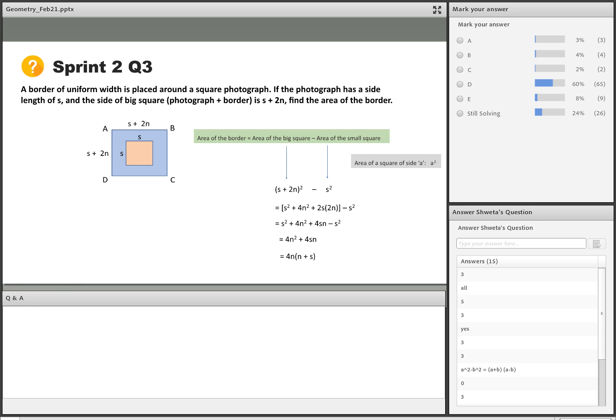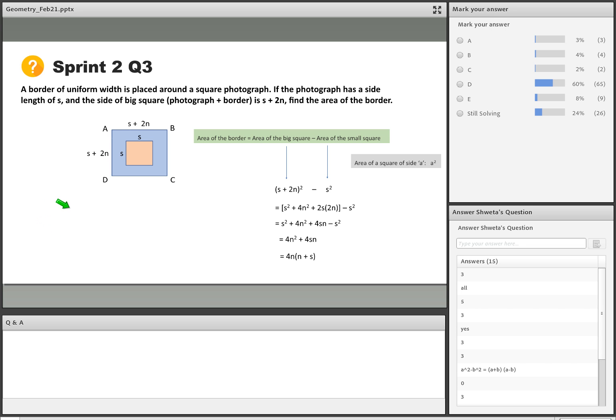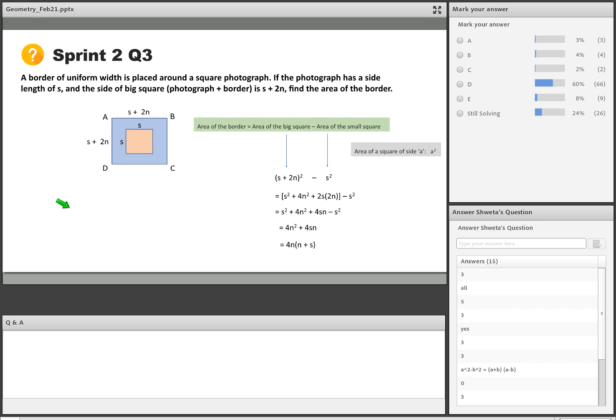One moment, please. Somehow I don't see the icon for shifting the slide. Atreya, could you please look into this? I don't see the next slide option.